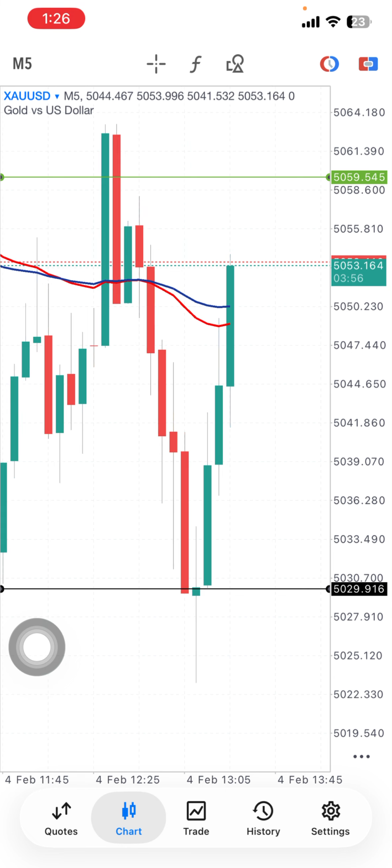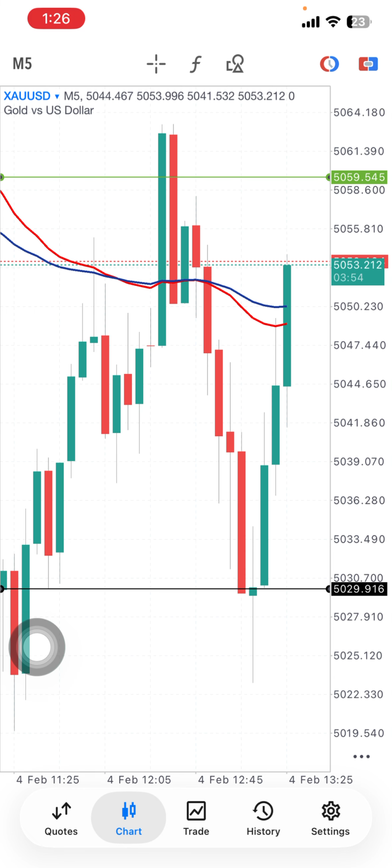Beautiful. So currently we are moving at 3,300 pips. 3,300 pips now. 3,000 and almost 3,400 pips now. So let's see how we're gonna make these profits.